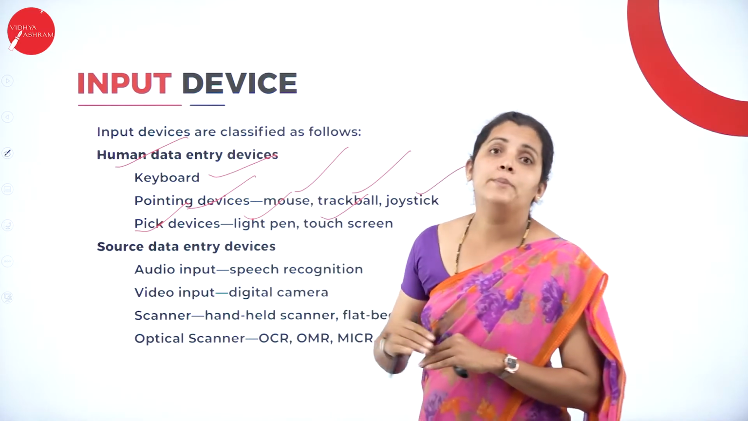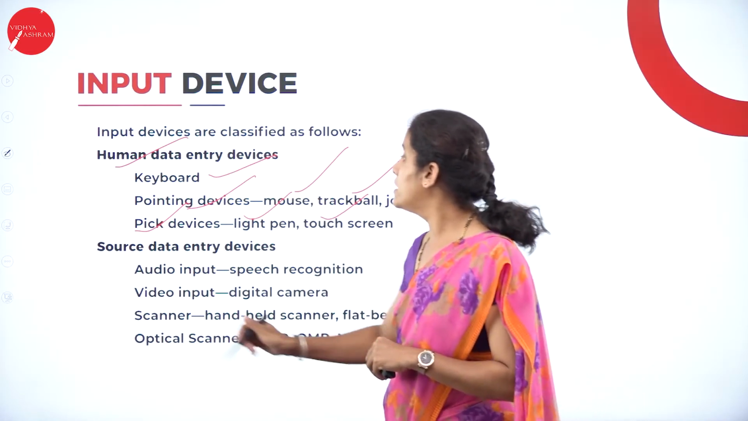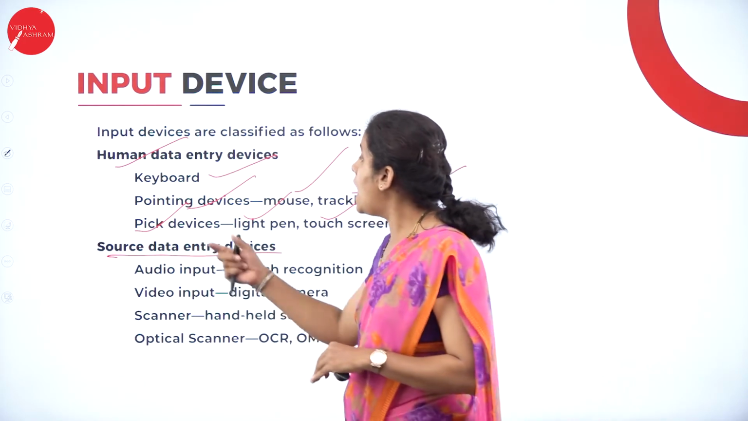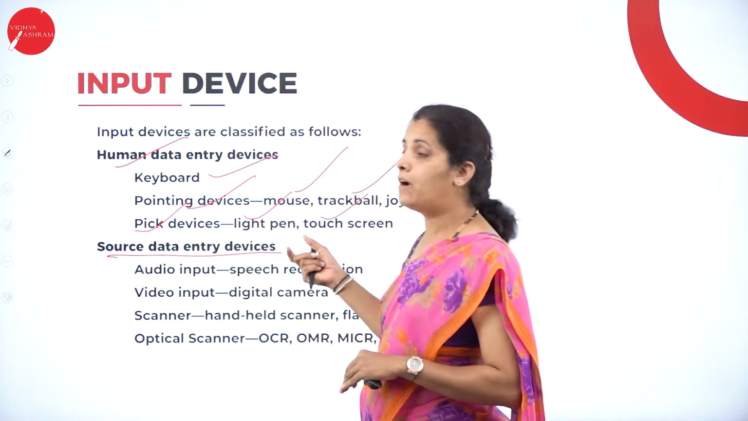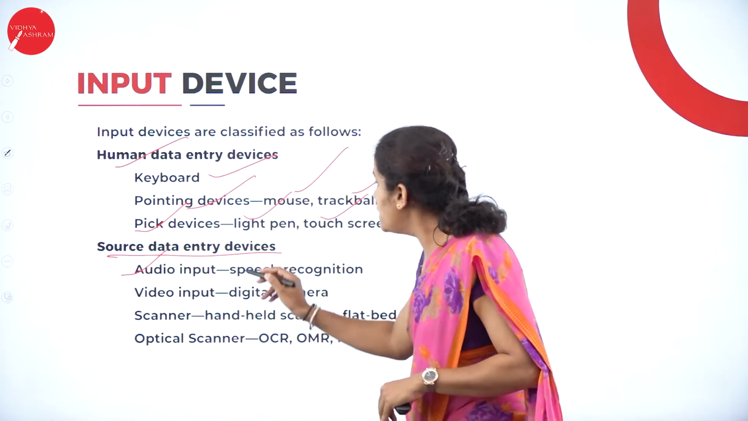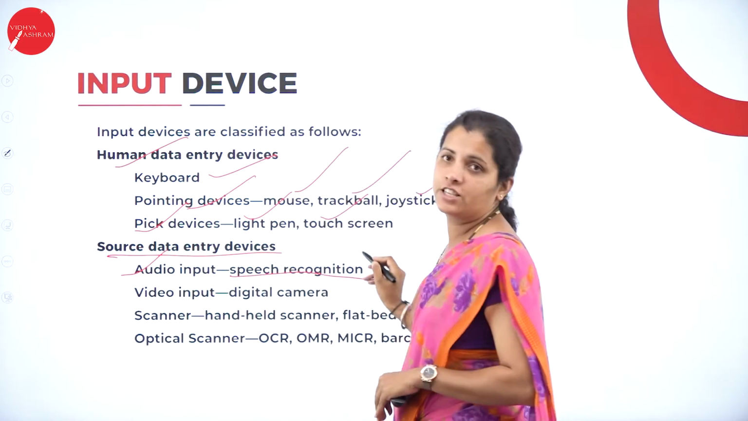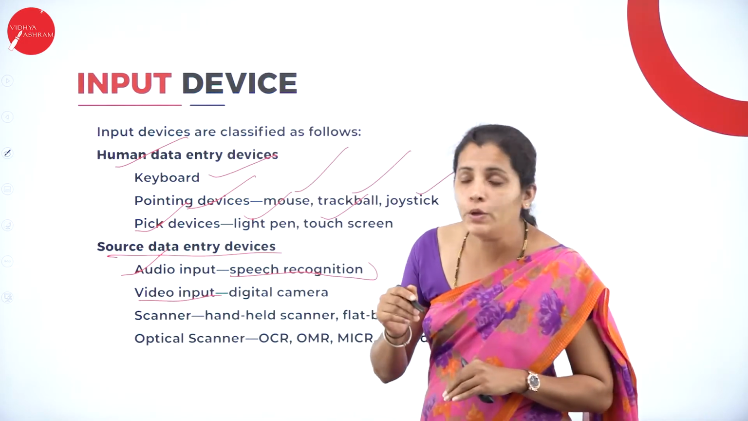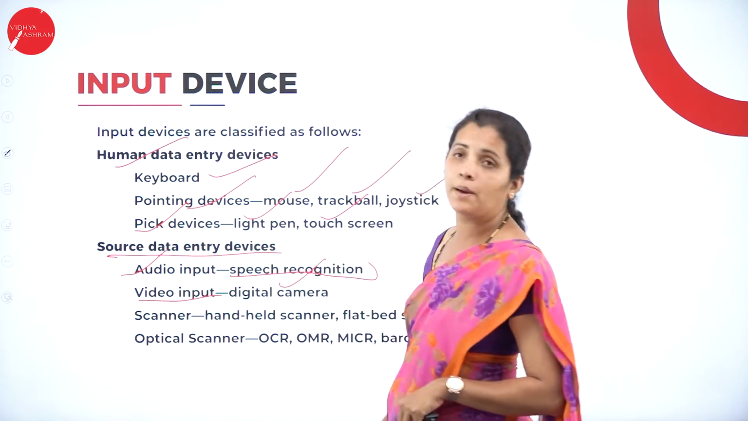The second type of input device here is source data entry device. Dear students, under source data entry device, we are going to get audio input. In that, we are going to get speech recognition. Then we are going to get video input. Under video, we are going to study digital cameras.